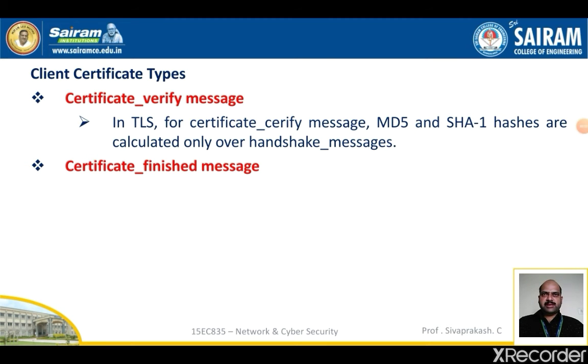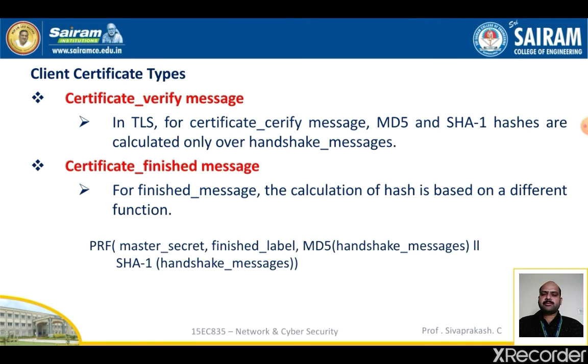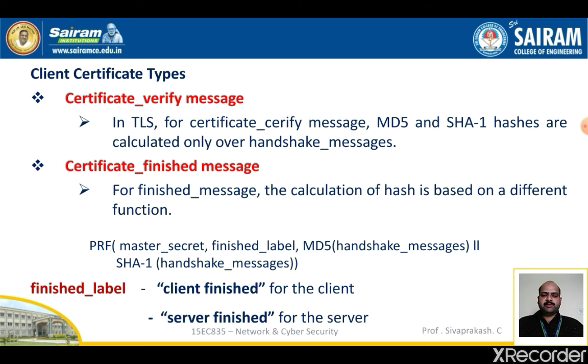As with the finished message in SSL version 3, the finished message in TLS is a hash based on the shared master secret, the previous handshake messages, and a label that identifies client or server. The calculations somewhat differ. For TLS, we have PRF(master secret, finished label, MD5(handshake messages) concatenated with SHA1(handshake messages)), where finished label is the string "client finished" for the client and "server finished" for the server.